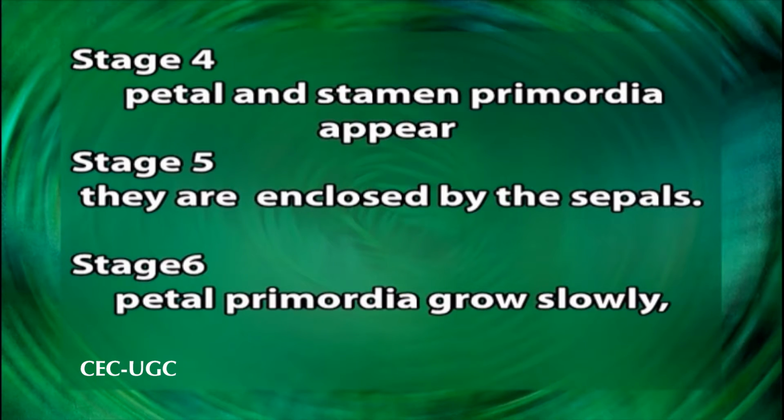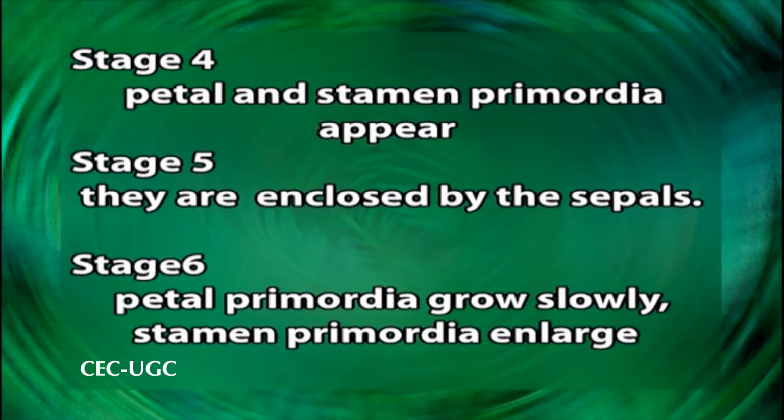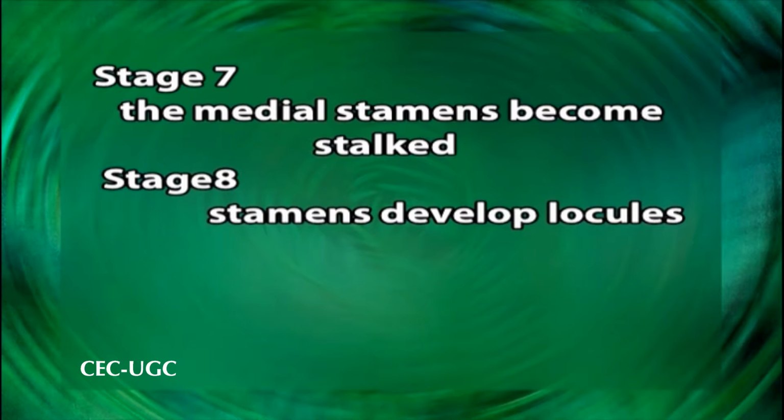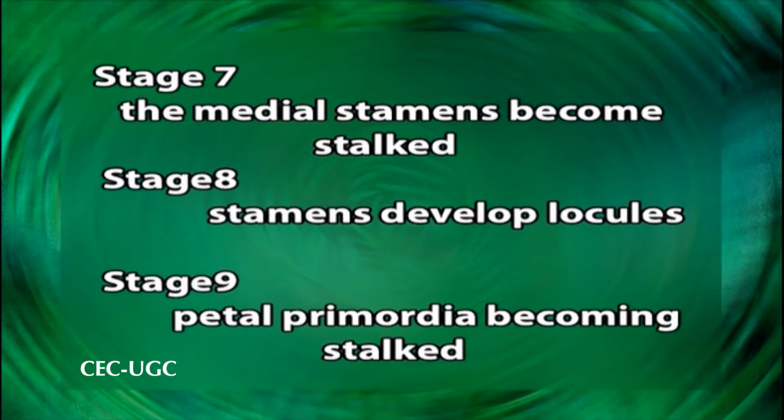During stage 6, petal primordia grow slowly, whereas stamen primordia enlarge more rapidly, and the carpel also starts emerging. Stage 7 begins when the medial stamens become stalked. These soon develop locules in stage 8. A long stage 9 then commences with the petal primordia becoming stalked. During this stage, all organs lengthen rapidly. This includes the gynoecium, which started growth as an open-ended tube during stage 6.